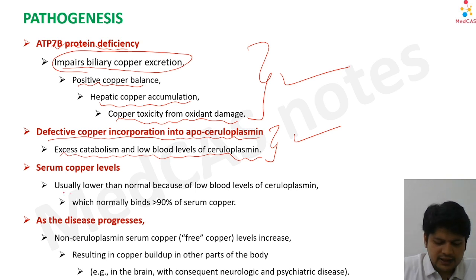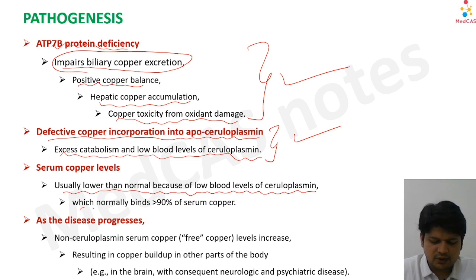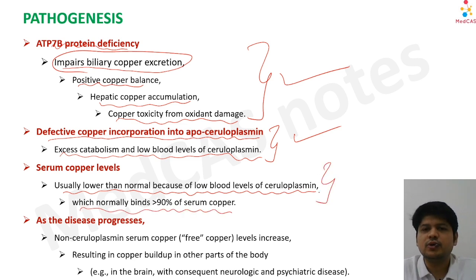Serum copper levels are usually lower than normal because of the low blood level of ceruloplasmin, which normally binds more than 90% of the serum copper. Okay, so serum copper will also be low, ceruloplasmin will also go low. As the disease progresses, non-ceruloplasmin serum copper, that is called free copper level, increases, and that's a very important parameter, which results in a buildup in other parts of the body.